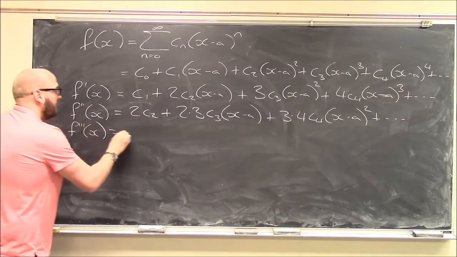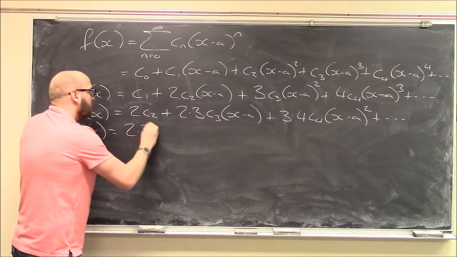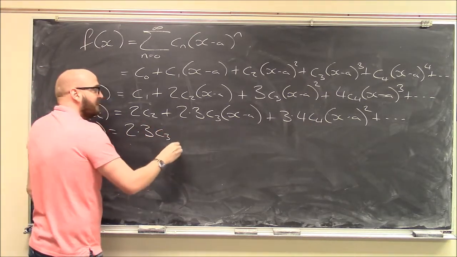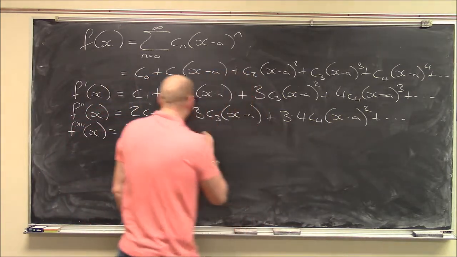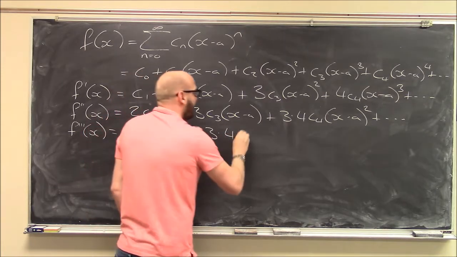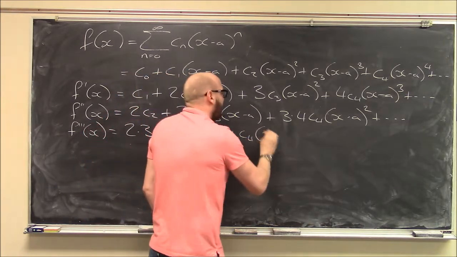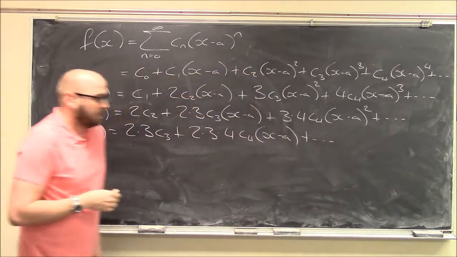The third derivative. This is a constant, which differentiates to 0. I've got 2 times 3 times c3 plus, what about this? Derivative of this guy? 2 times 3 times 4 times c4 times x minus a, plus some other stuff.